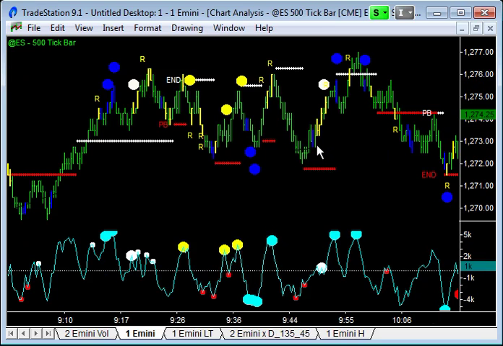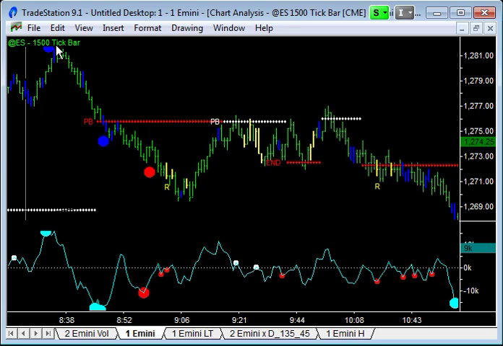So if you go down some time frames, let's look at the same activity on the 1500 tip bar chart.